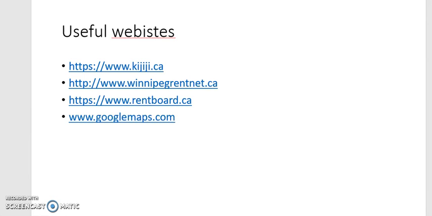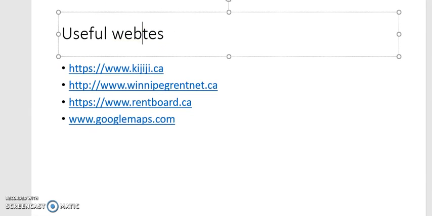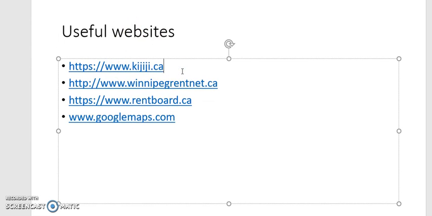Here are some useful websites that we normally use to look for information. So here are some websites that we use to rent apartments, looking for more information: kijiji.com or Winnipeg RentNet, Rent Board.